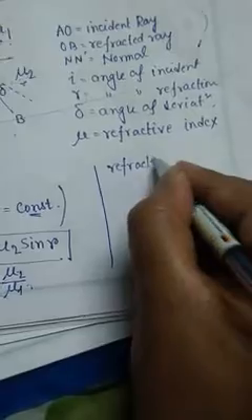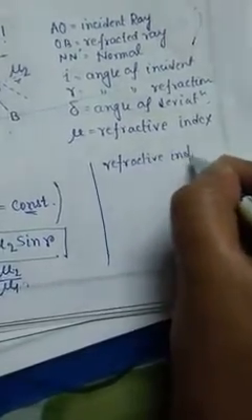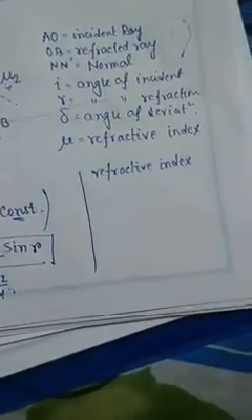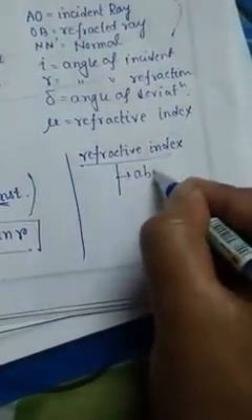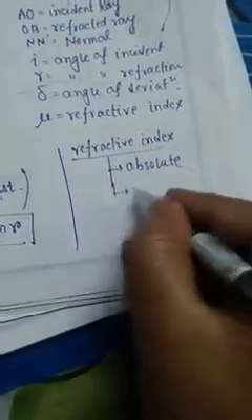Refractive index has two types. One is the absolute and another one is the relative.